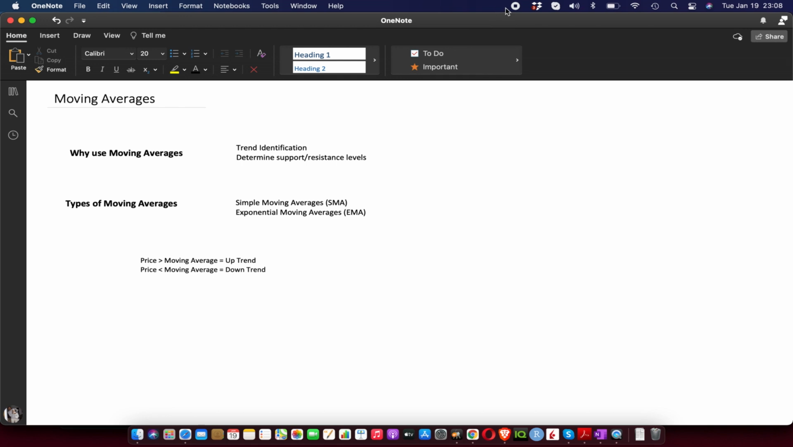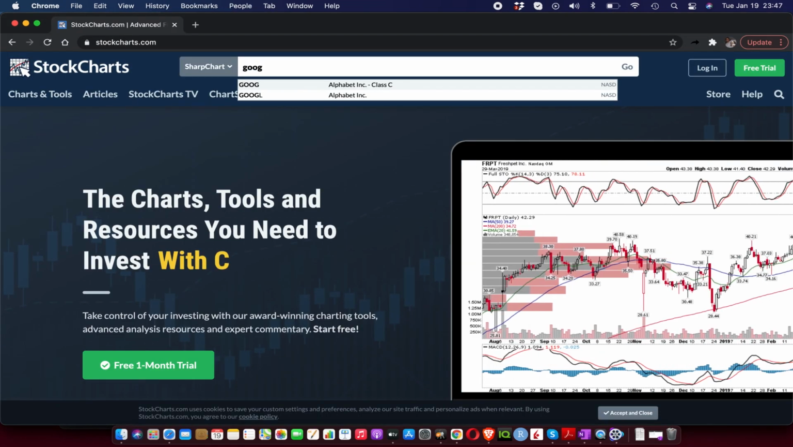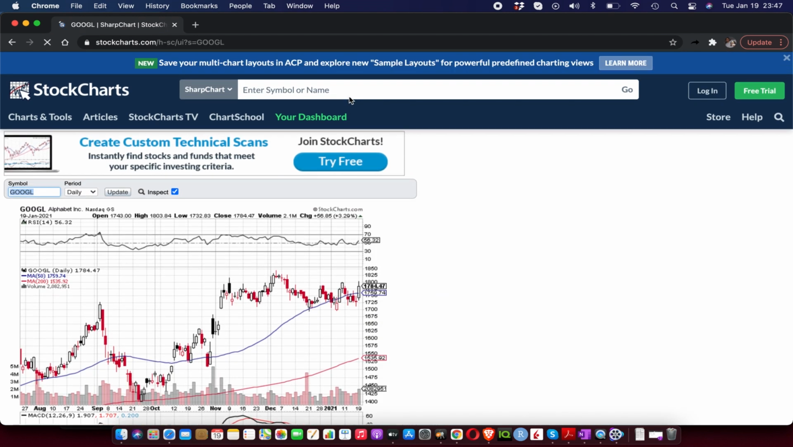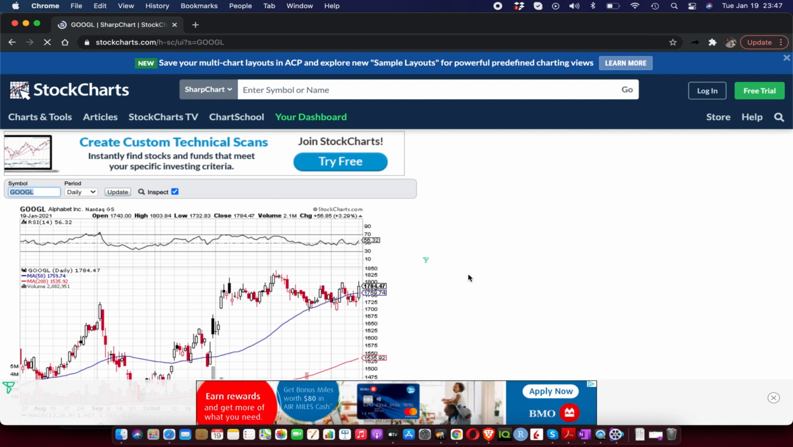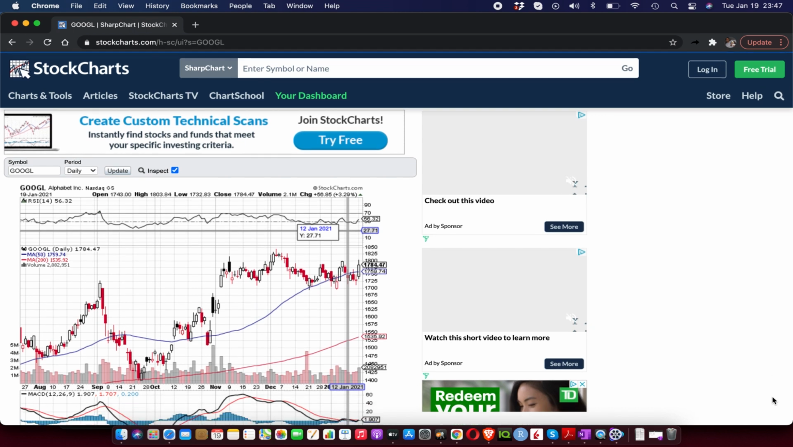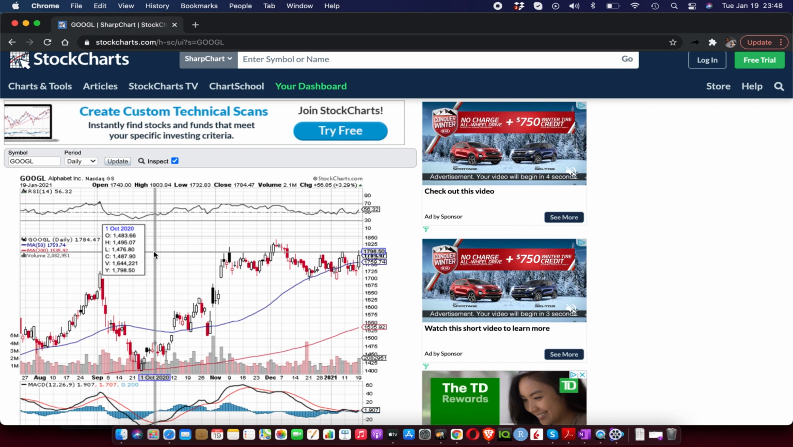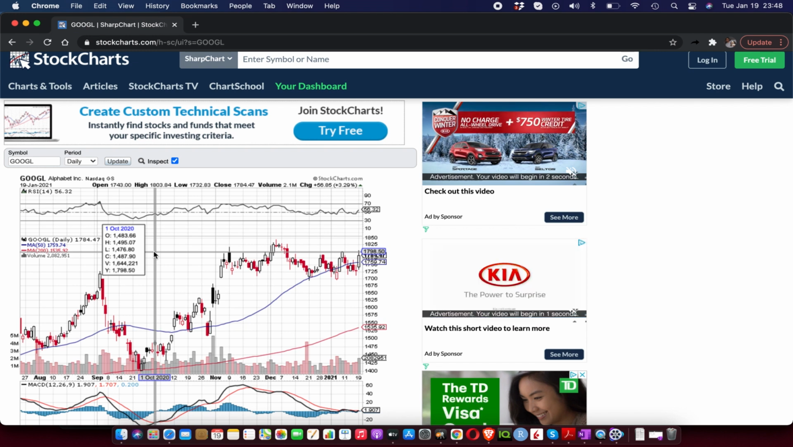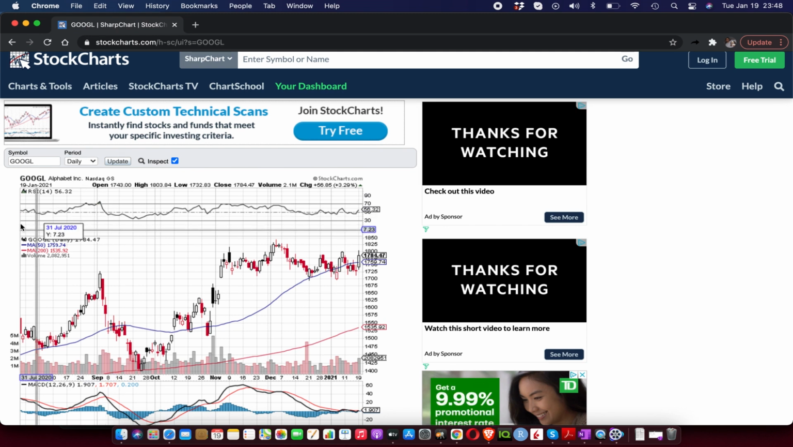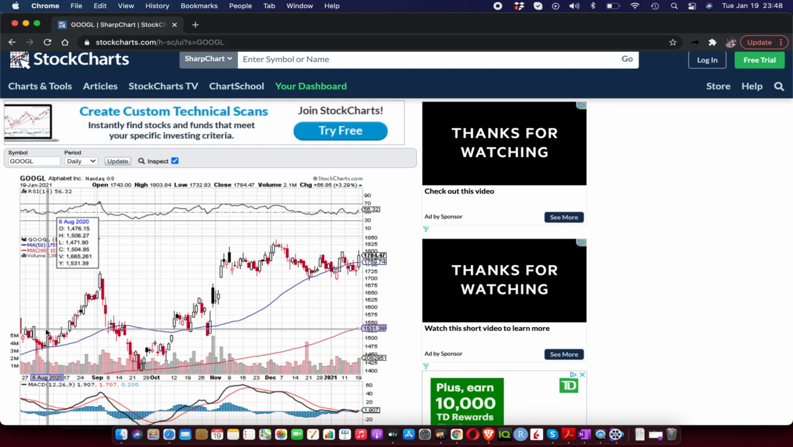My favorite ticker symbol is Google. I always trade this. So let's take a look at the stock chart for Google to explain the moving averages. The problem with the free version is you get these ads, you have to close them. So here I am on stockcharts.com, and I pulled up the stock chart for Google. I'm looking at the daily stock chart. Let's not worry about the candlesticks or anything. Let's just look at these lines here.